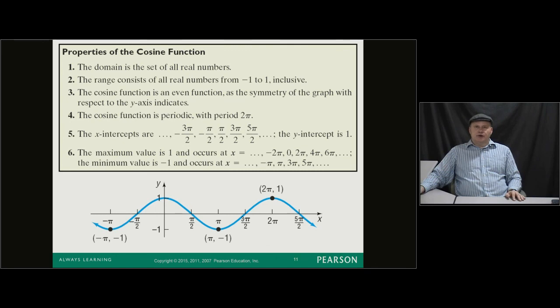All righty? So that's the cosine function. Now that we've given you shapes for both the sine and the cosine, in the next video, we're going to be cutting this one short right here. Next one, we're going to do some transformations of the cosine curve.